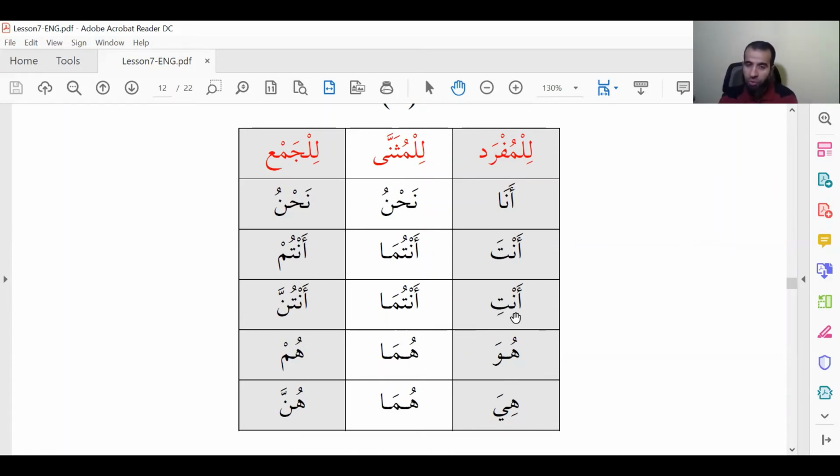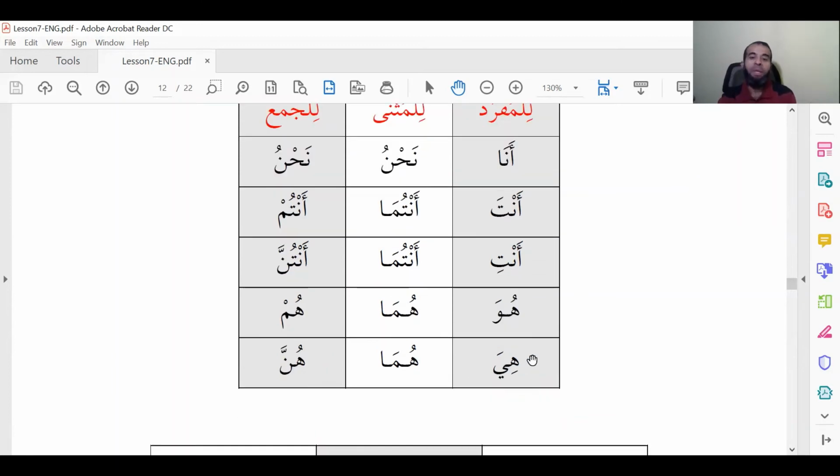أنت, you for singular feminine, and then أنتما also for dual masculine and feminine, أنتن for plural feminine. Then هو singular masculine مفرد. هما للمثنى dual both male and female, and then هم for plural masculine only. Then هي, she. هما the same.